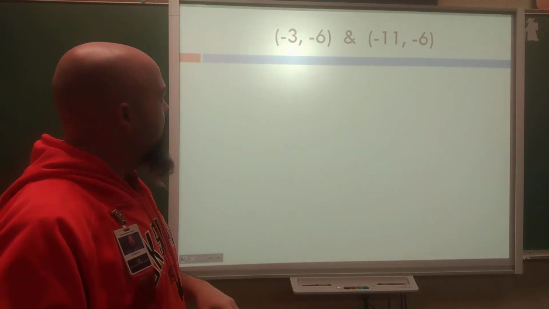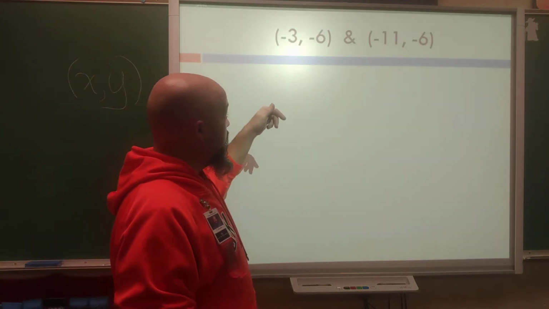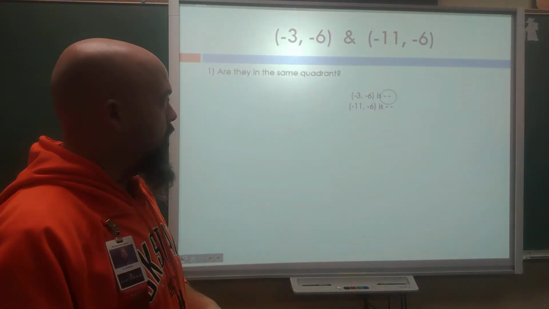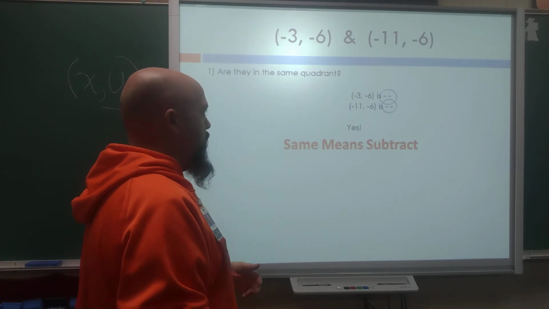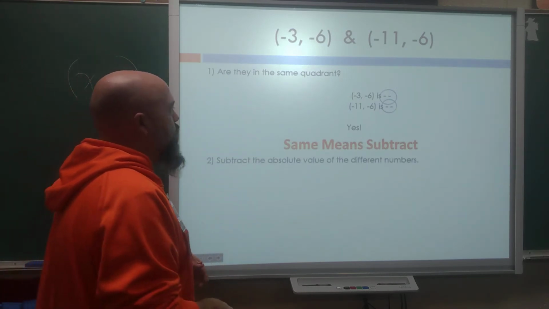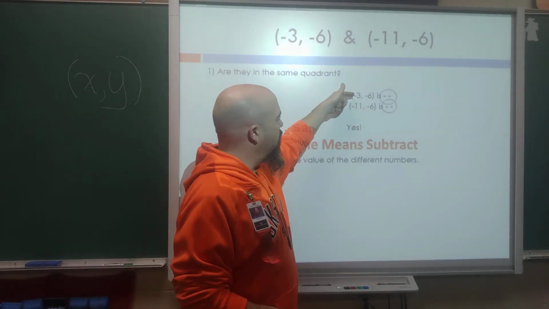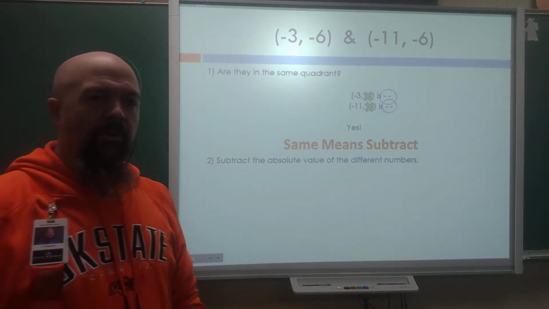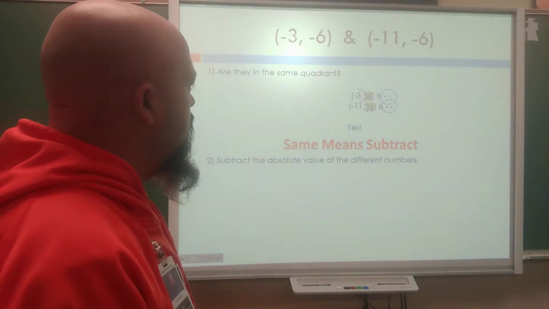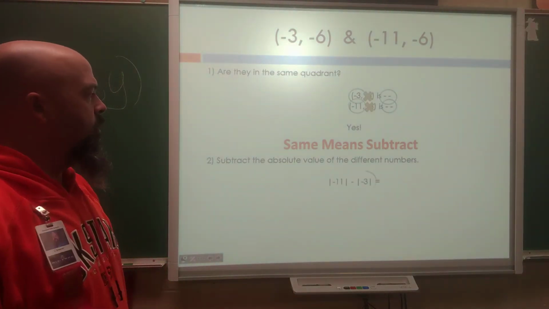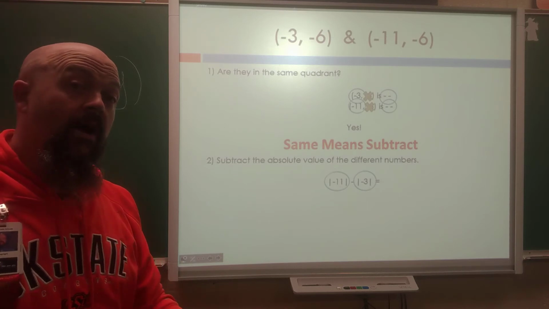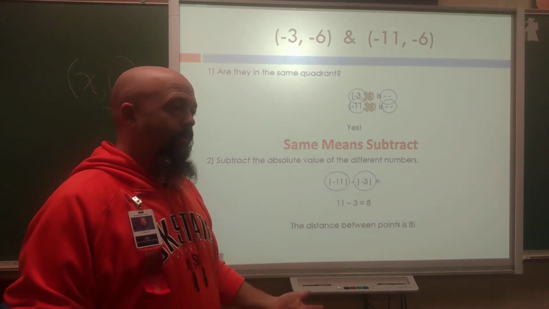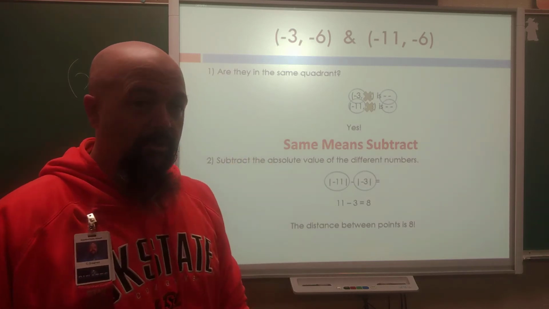Okay. Another example. Negative 3, negative 6, negative 11, negative 6. Okay? Are they in the same quadrants? Yes, they are. Okay? Same means subtract once again. So what are the unique values we're dealing with? What do you know? It's still negative 3 and negative 11, because the y's were the same value. We get rid of those and we subtract. So absolute value means that becomes 11 minus 3 again. And what do you know? The answer is still 8 on this pair's distance.